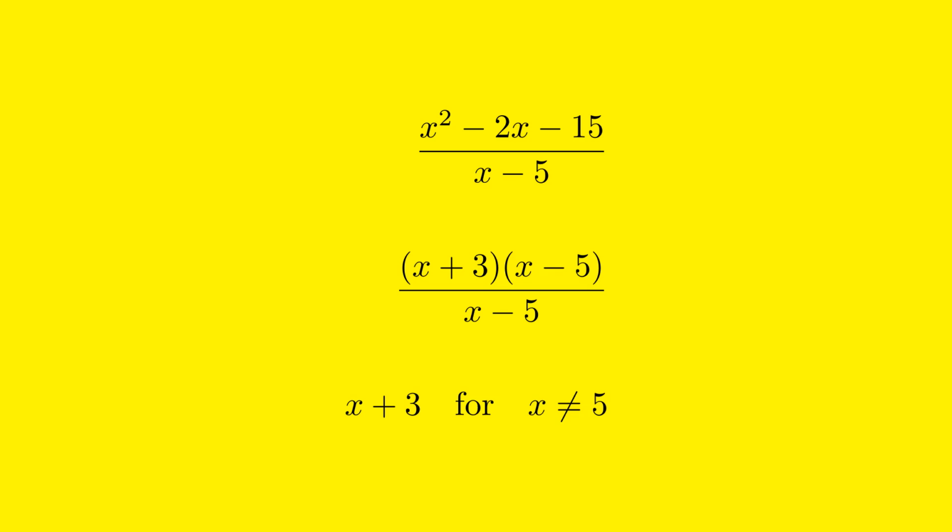Therefore, the simplified lowest term of our rational expression is x plus 3, provided x is not equal to 5.